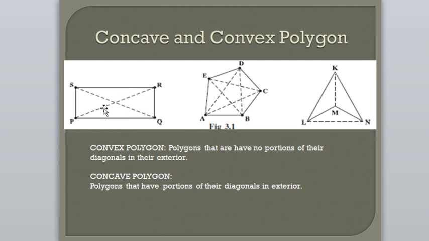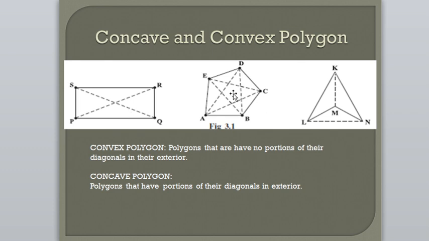This is a polygon with 4 sides, and here S to Q is one diagonal and P to R is another diagonal. So here we got 2 diagonals. It means these 2 diagonals are in the interior of that polygon. It means no portion of the diagonals is outside. So this figure is called a convex polygon.